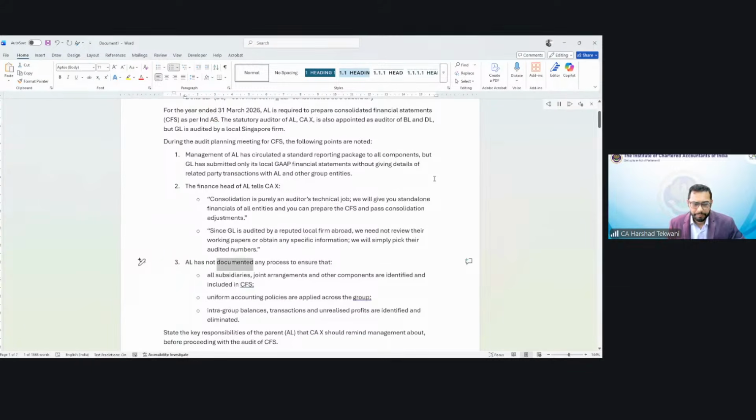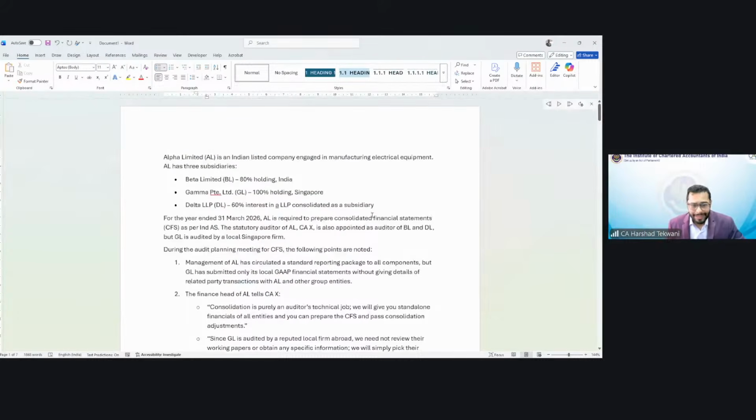AAA has not documented any process to ensure that all subsidiaries, joint arrangements and other components are identified and included in CFS, that uniform accounting policies are applied across the group, and that intra-group balances, transactions and unrealized profits are identified and eliminated.